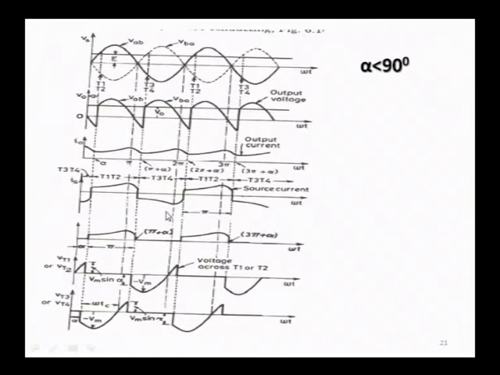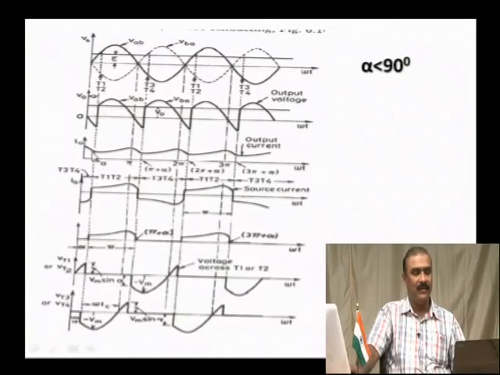There are many waveforms here, so don't panic, because you have to write the waveforms correctly, otherwise it gives no meaning. This waveform is for alpha less than 90 degree, which means the circuit is operating in converter mode. You can see the output load voltage drawn like this. T1, T2 are triggered, then T3, T4 are triggered. So it is a 2 pulse converter, giving 2 pulses like this. You can see the output load current is shown continuous with little ripple.